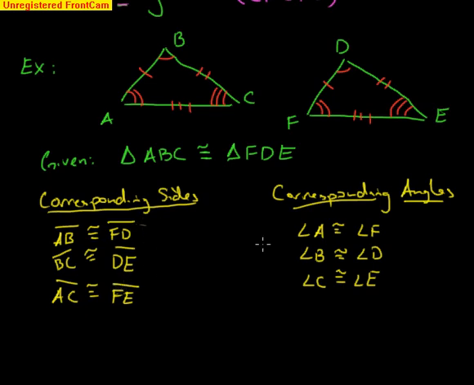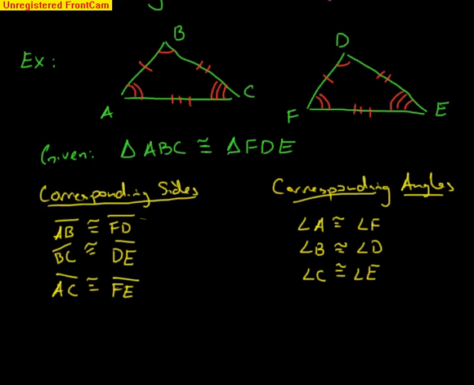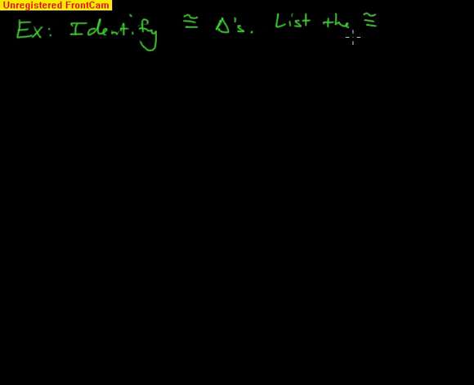Okay, so this is what we need to be able to do in this section. Okay, so we'll do maybe a couple examples of this, and then one with some numbers, and I'll be finished. Okay. So in this problem, we're going to identify the congruent triangles, and then we're going to list the corresponding parts.